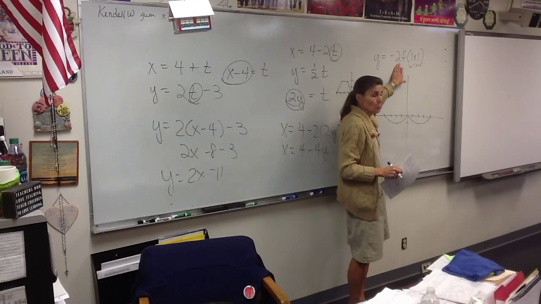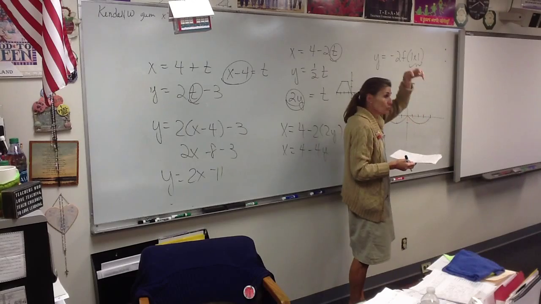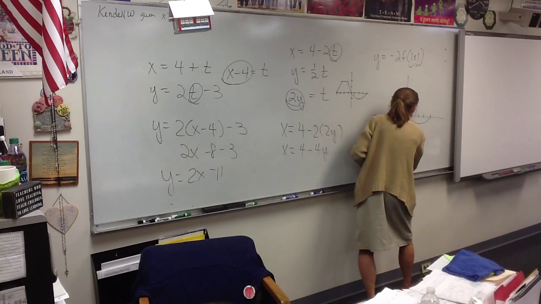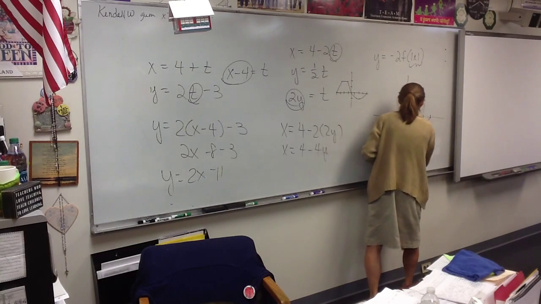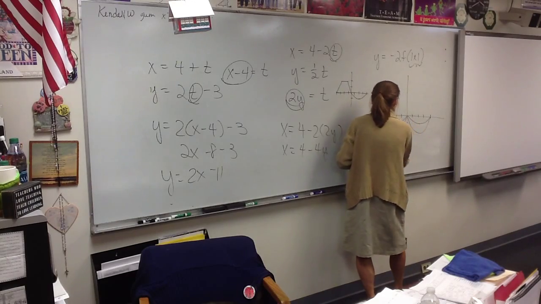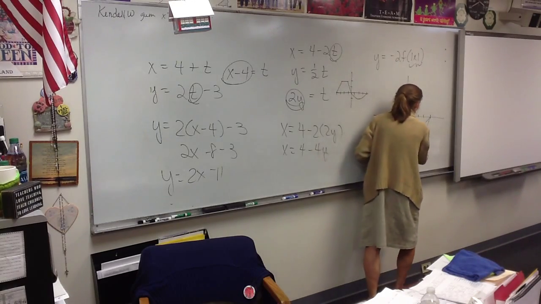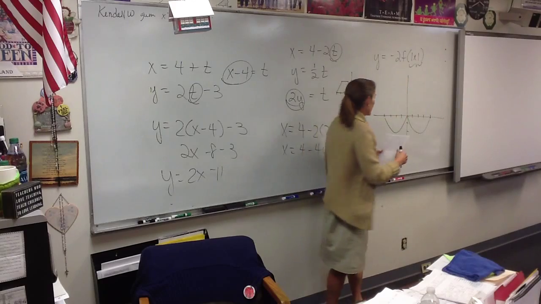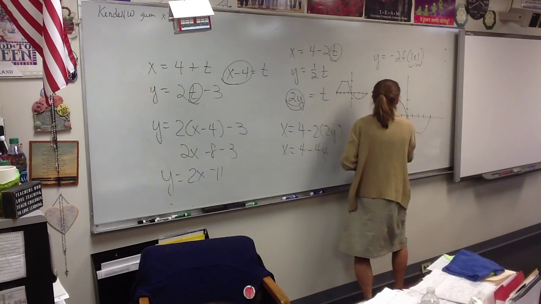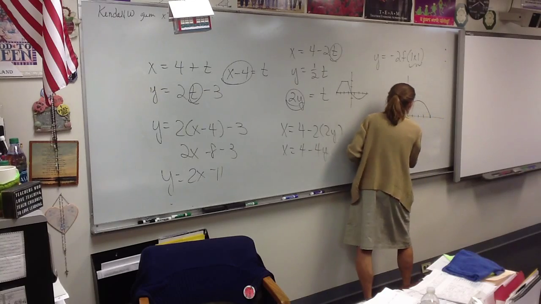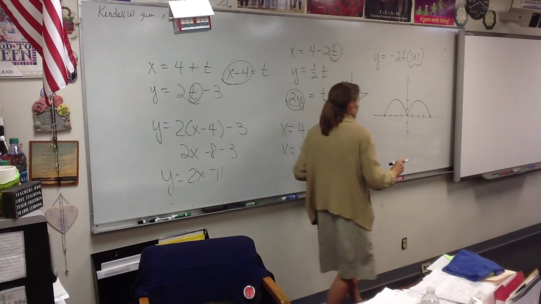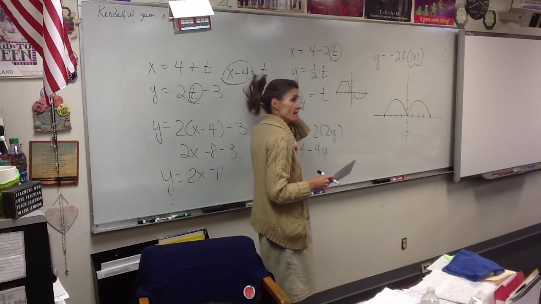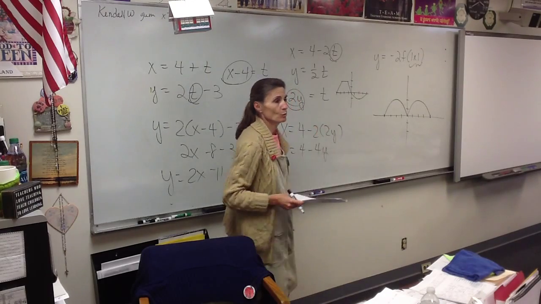Now what does the 2 do? Makes it 2 times as tall. So instead of these circles going down 1, now they're going to go down 2. What does the negative there do? It flips you upside down. So there is the answer. If you try to do all that at once, it's overwhelming. But if you do it one step at a time, you know the rules. You can do it.